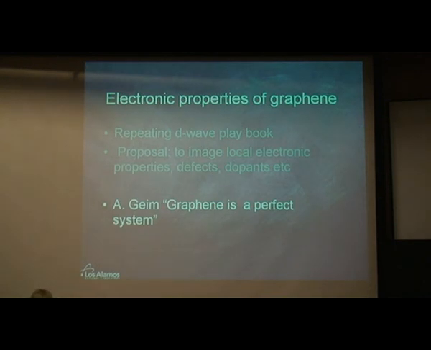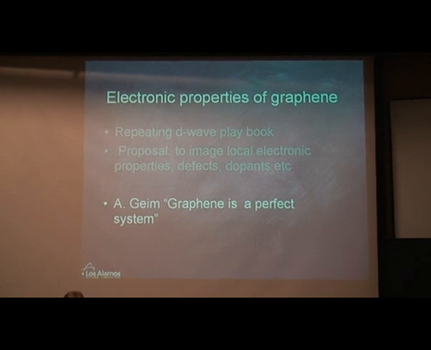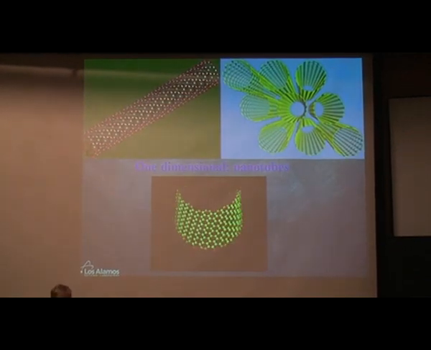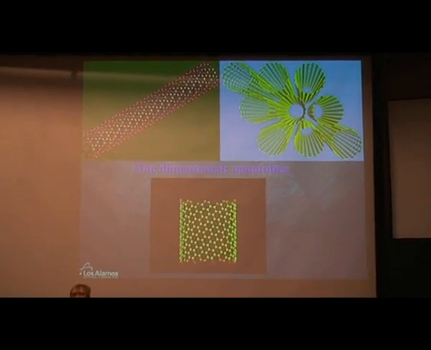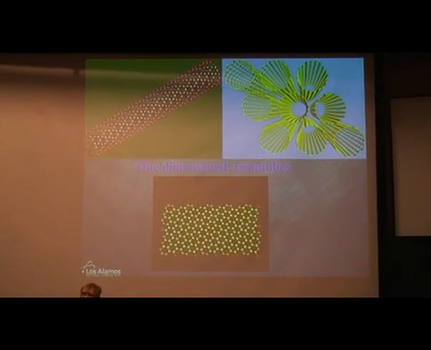So let's talk about the electronic properties of graphene. And again, I will tell you that there is a repetition of what the playbook tells us, or how it happens in the D-wave superconductors, and for that matter, for any Dirac material to be discovered. And the proposal is to image local electronic defects, dopants, in this compound. Coming back, to remind you, graphene is essentially an unrolled carbon nanotube with a single sheet of carbon in the hexagonal lattice.